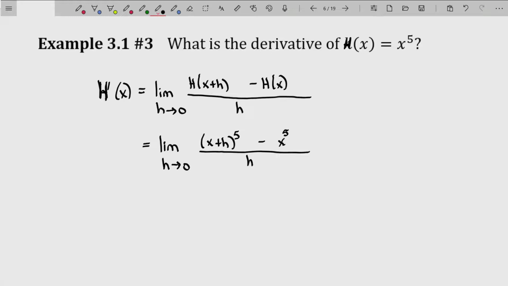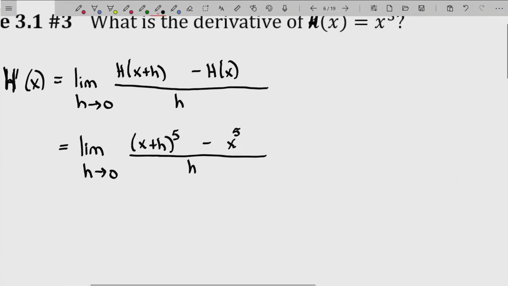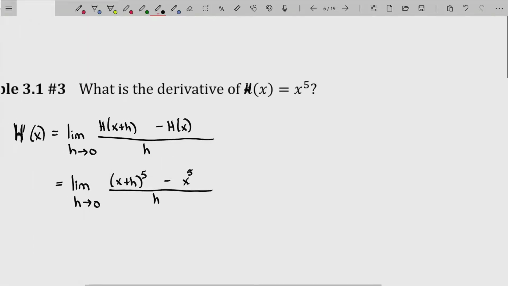Now there are honestly a lot of different ways to approach this, but the easiest is Pascal's triangle. If you want to expand a binomial with a power, you just have to remember Pascal's triangle.